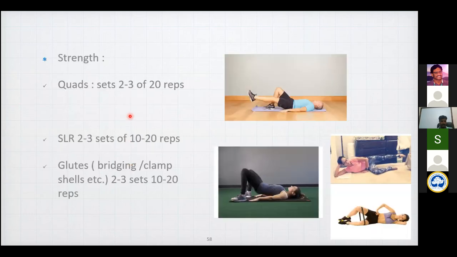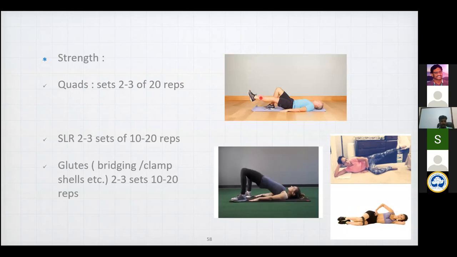Strength. Coming to the strengthening part, the most important part of this rehabilitation program and my most favorite part. So quadriceps sets, you can design it according to the patient's need. So the patient is lying in this position, one leg flexed, the core is contracted, the rib is tucked in, glutes are active, the scapula is also active, and the quadriceps.